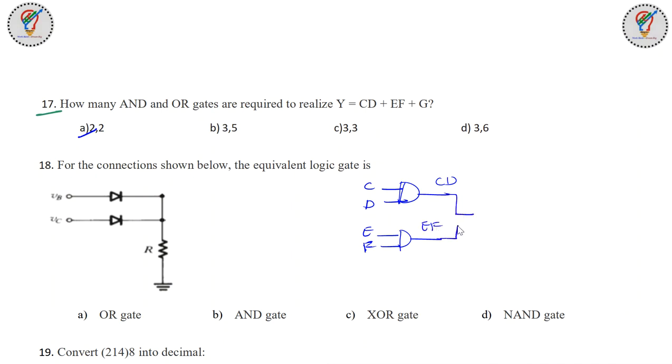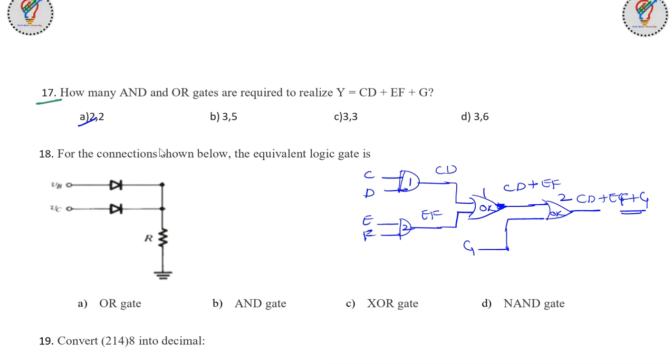Now, we will add these two values with the help of a two input OR gate. What will you get? CD + EF. Now, I will take one more OR gate here to add this value. It's not an AND gate, it is only an OR gate. Now I will connect it with G so that we get CD + EF + G. So how many? 1, 2 AND gates, 1, 2 OR gates. So the answer is 2, 2.